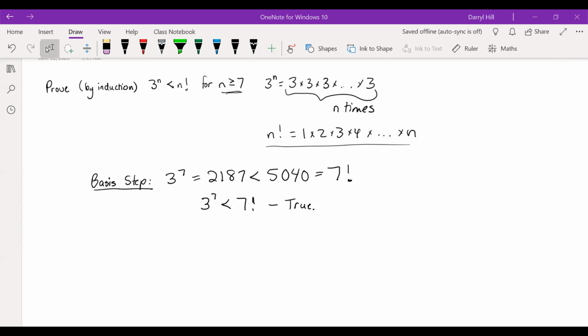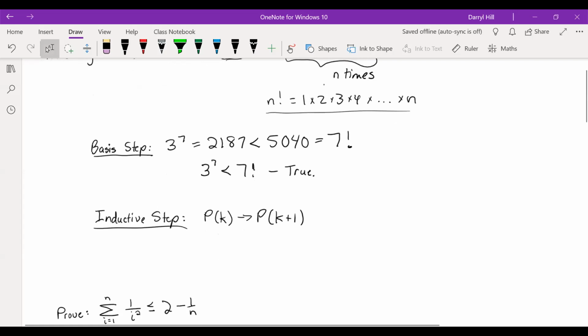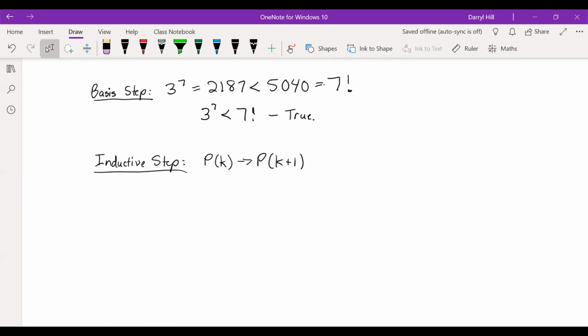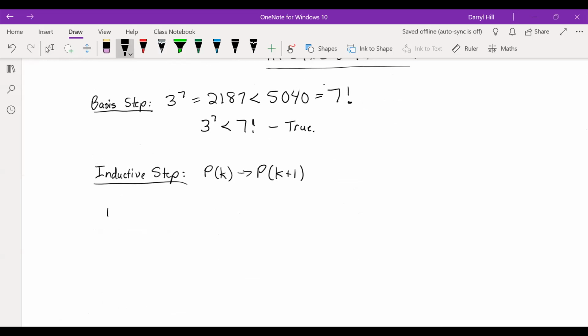All right. So now our inductive step. Our inductive step always takes the same form. We want to take whatever our proposition or predicate is for k, and we want to assume that it's true for k, and then prove that it's true for k plus 1. In this case, P of k is the idea that 3 to the k is less than k factorial, and that is our assumption. So that's our first fact, that we assume the antecedent is true, and we use it to try and prove the consequent. So how do we do that?